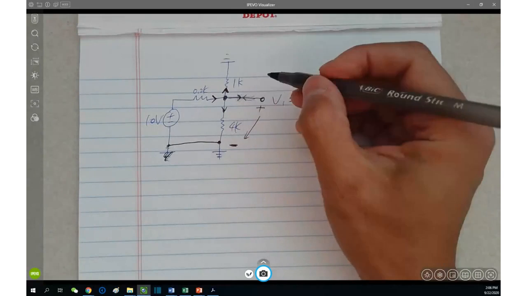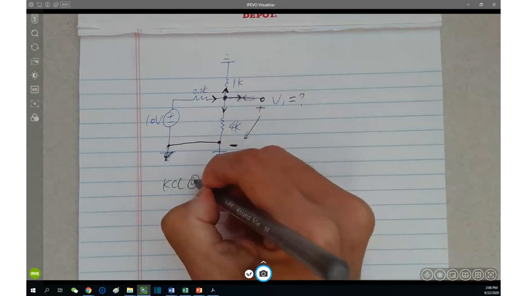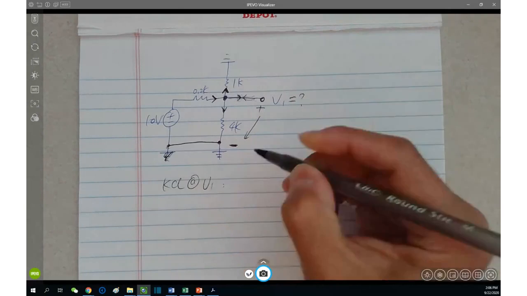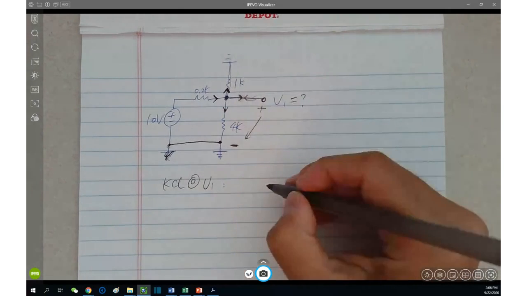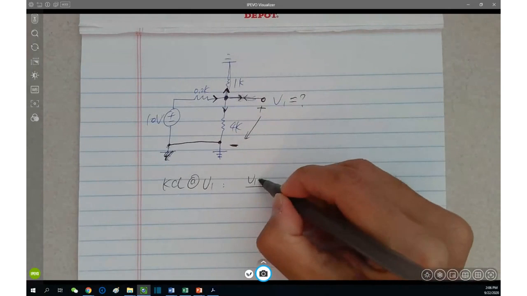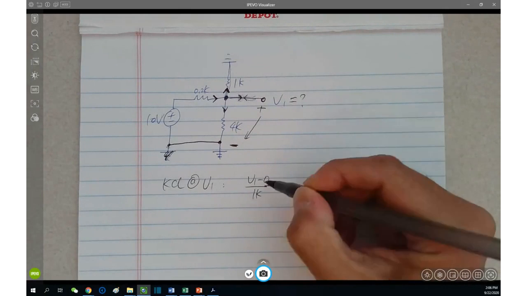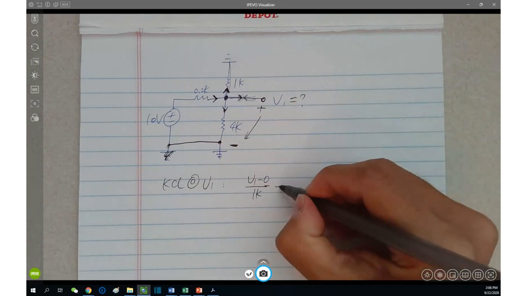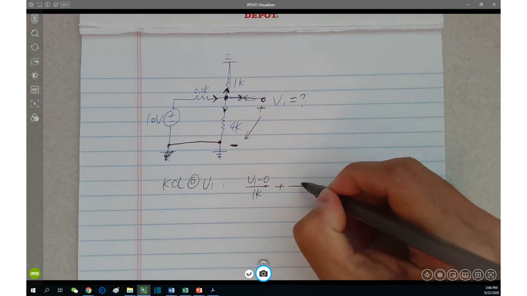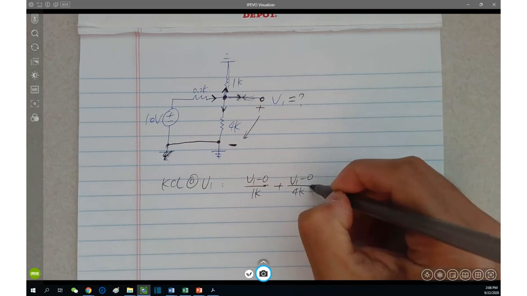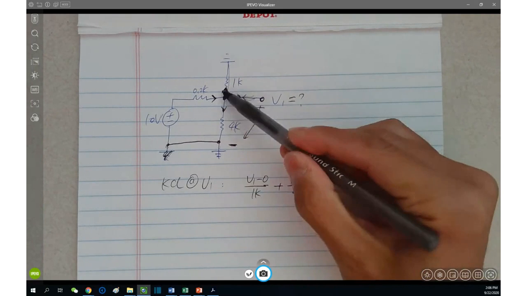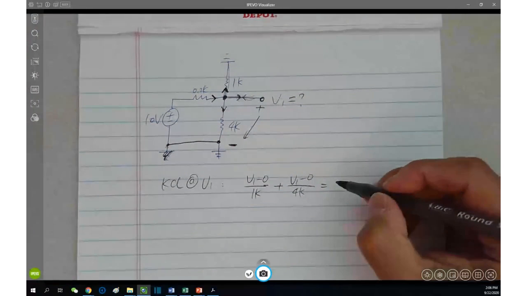So KCL at V1 is equal to, how to write it. Going up, current is equal to V1 minus 0 divided by 1K, plus V1 minus down 0 here divided by 4K, right? The total current of these two equals the current entering it. Entering the current is equal to what?